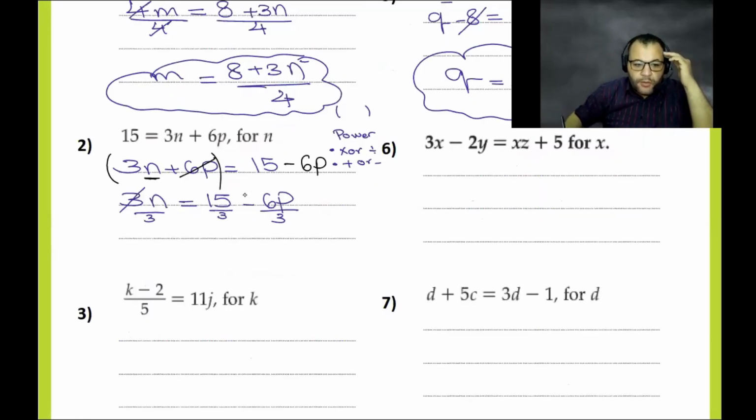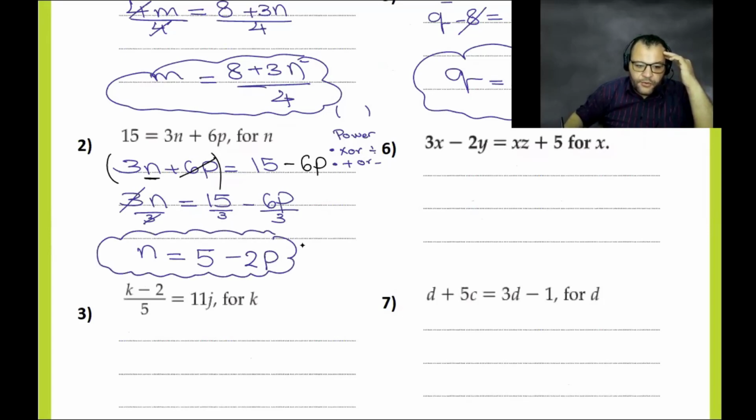But if you look at the two numbers that we have now, we have 15 and 6. 15 is divisible by 3. 6 is divisible by 3. So we can cancel 3 and 3. So n equals 15 divided by 3, which equals 5, minus 6p divided by 3, which equals 2p. And that's how we solve for a variable.